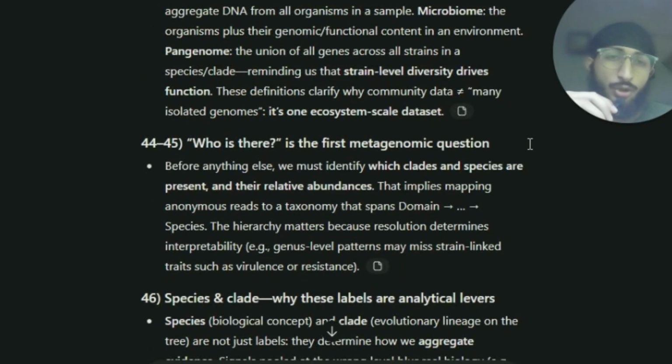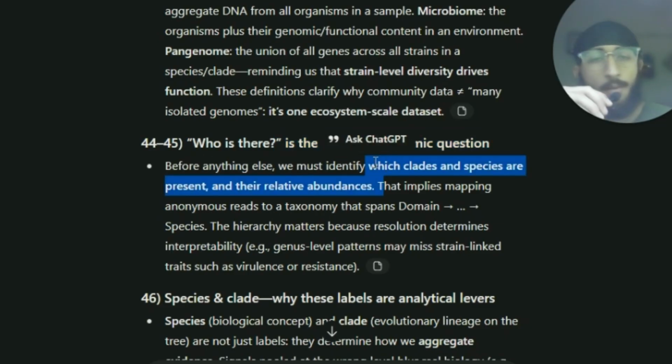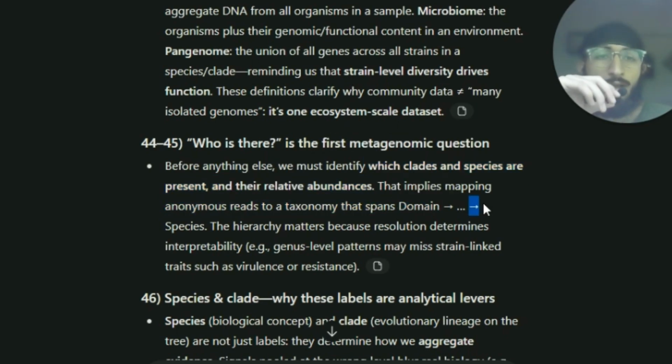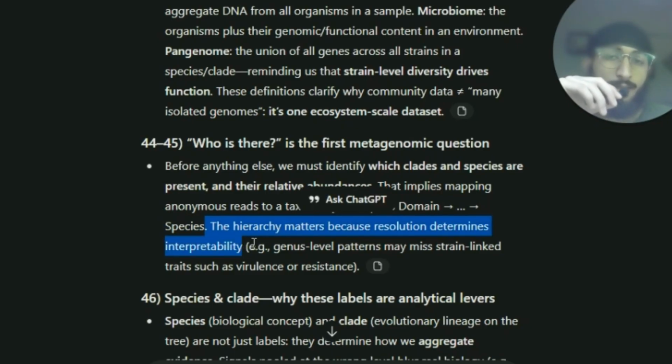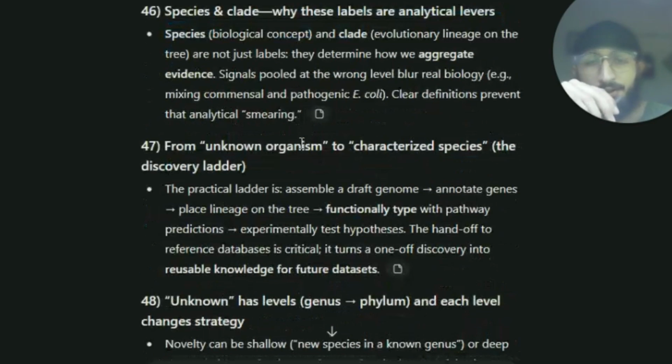Now, who is there is the first metagenomic question. Before anything else, we must identify which clades and species are present and their relative abundances. That implies mapping anonymous reads to a taxonomy that spans domain to species. The hierarchy matters because resolution determines interpretability. For example, genus-level patterns may miss strain-linked traits such as virulence or resistance.